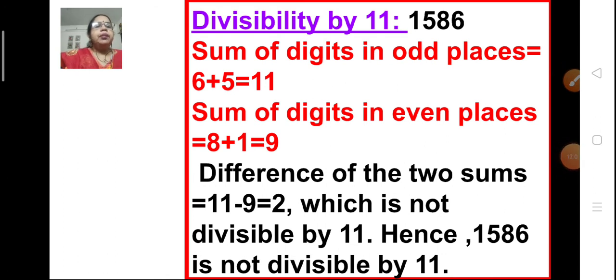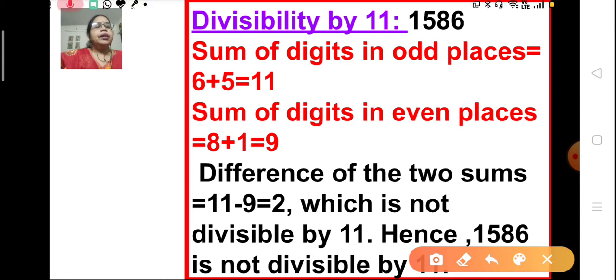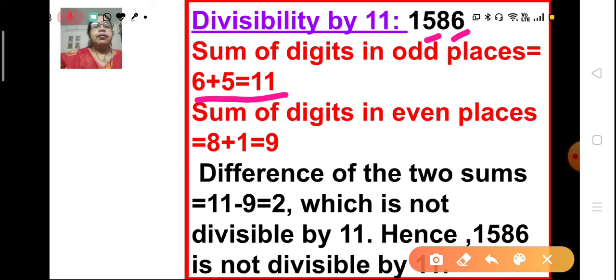Let's check the divisibility by 11. We have to add the digits in odd places and the digits in even places and find the difference. If the difference is 0 or 11, or a multiple of 11, then the number is divisible by 11. So, what are the digits in odd places in this number? The digits in odd places are 6 and 5. So, by adding 6 and 5 we get 11.